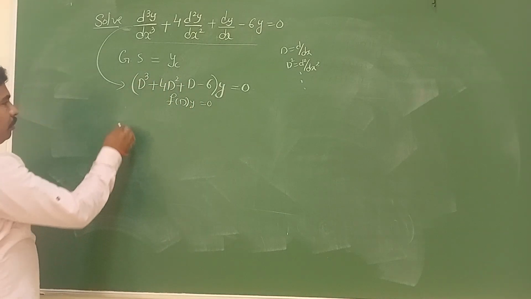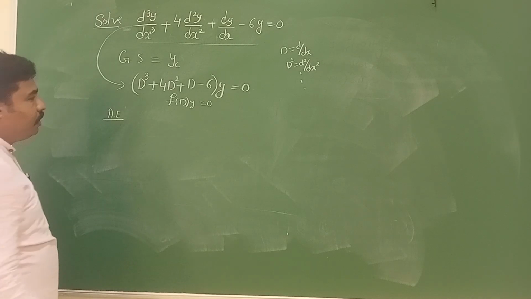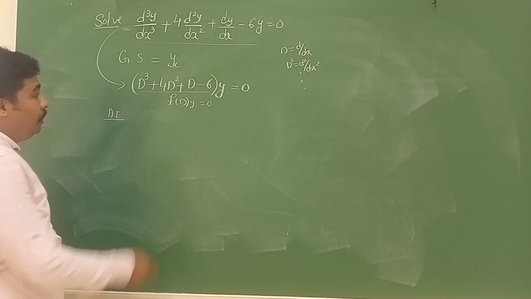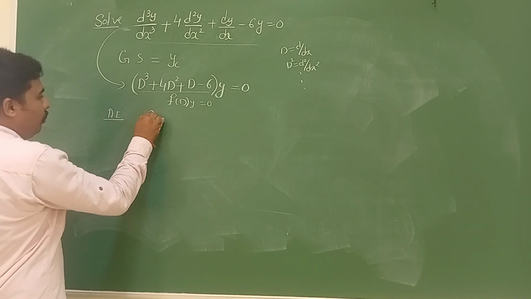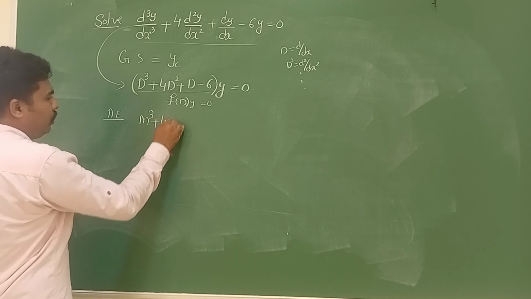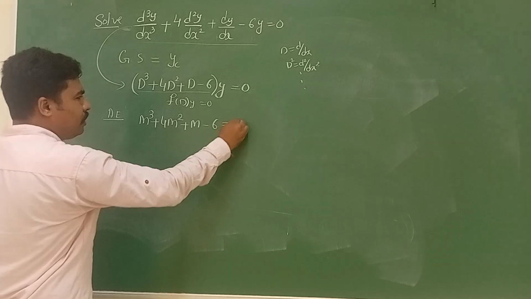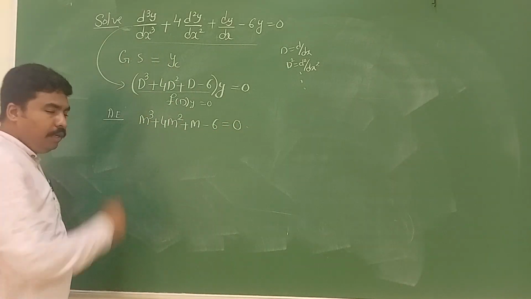After this, you are supposed to write the auxiliary equation. Auxiliary equation means wherever the coefficient of the y term is there, that D should be replaced with m. So what happens is m cube plus 4m square plus m minus 6 equal to 0. It is a cubic equation.